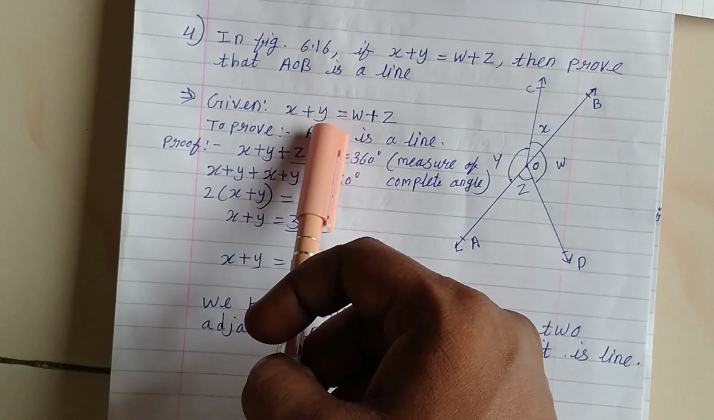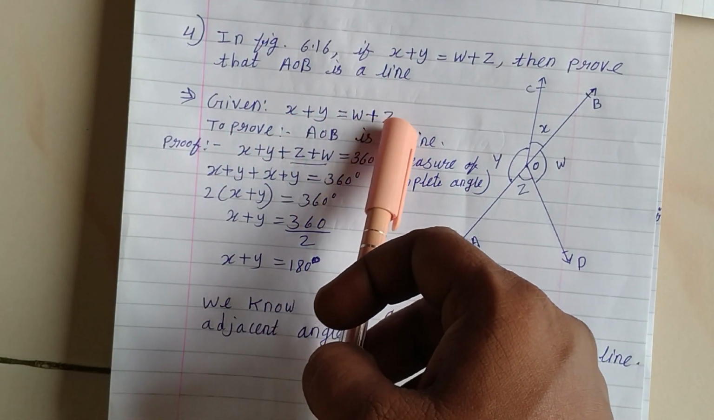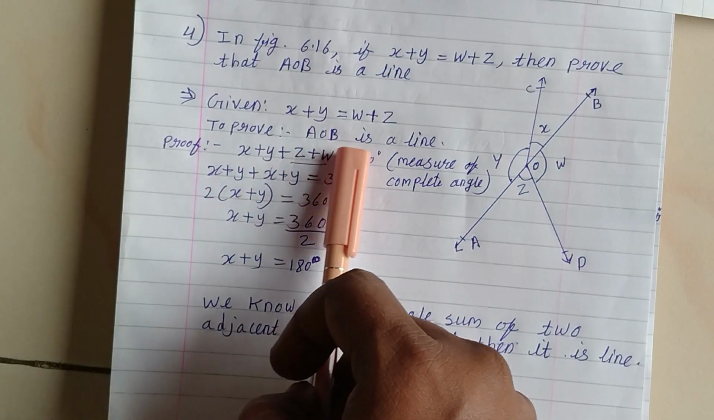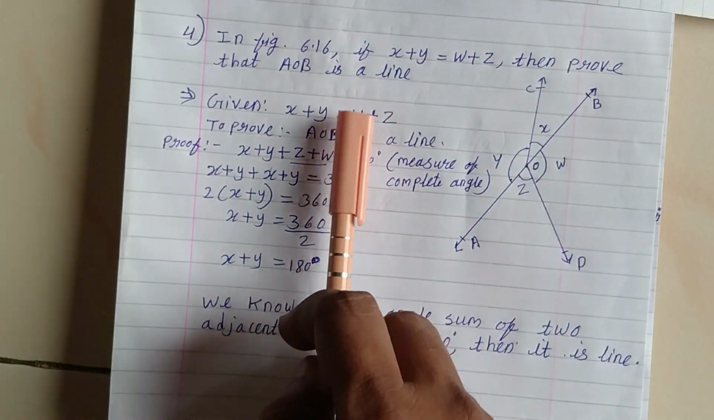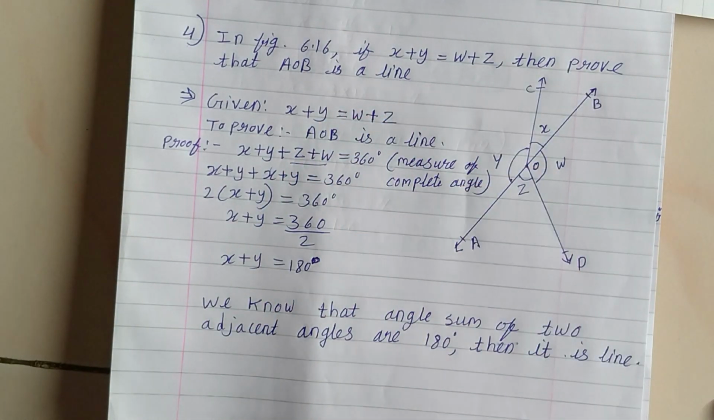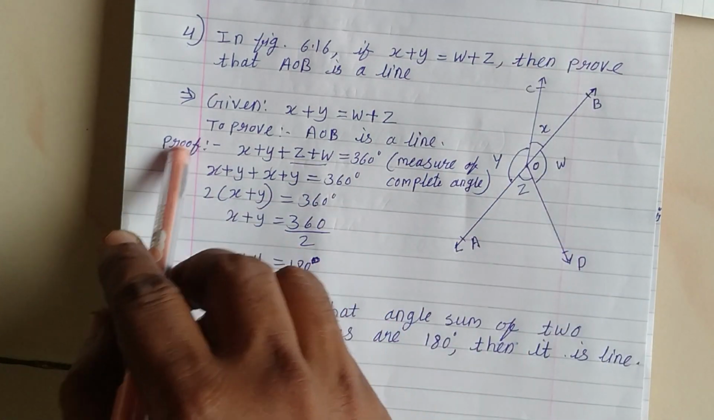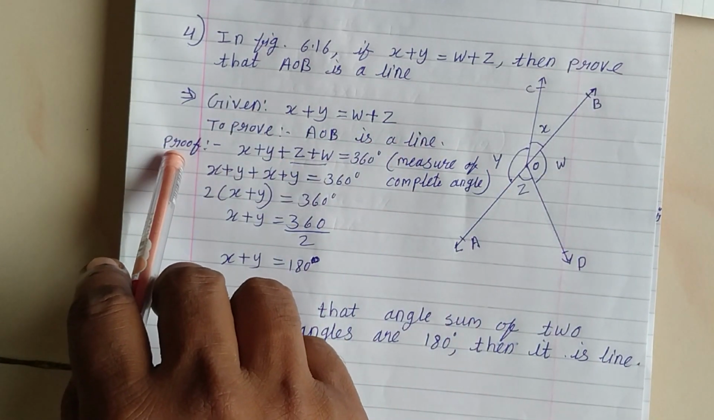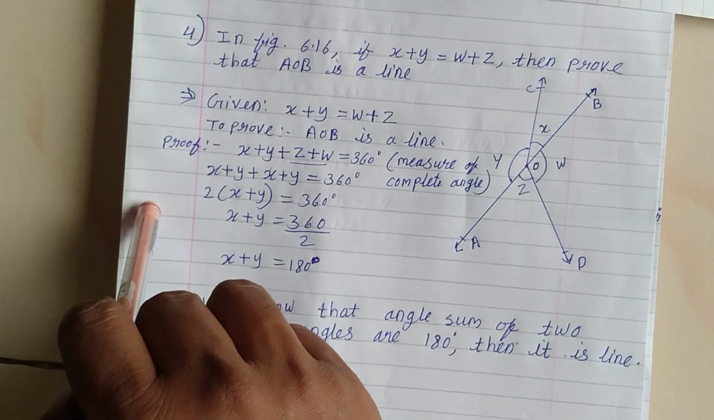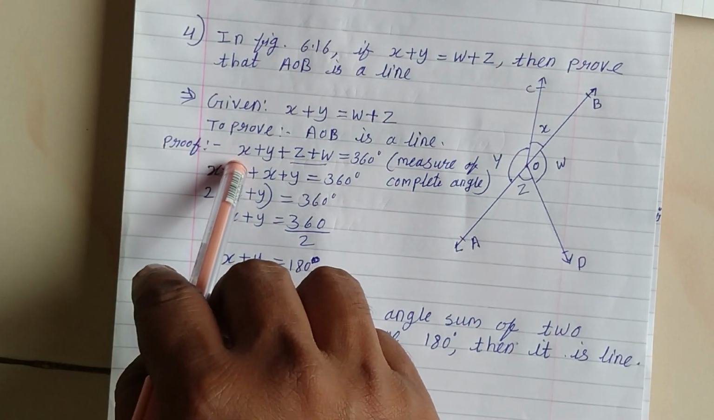Given, as always we are writing given x plus y equal to w plus z. To prove AOB is a line. Since here proof is written, so we have to write proof also. So this will be part of your answer only. Now we are finding the solution, that is proof.